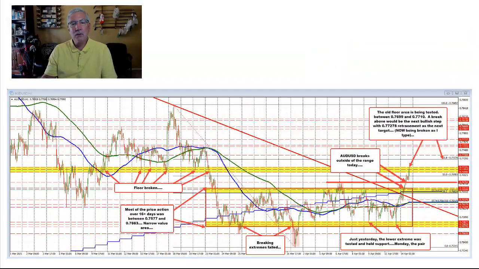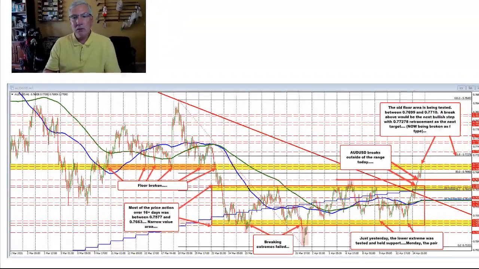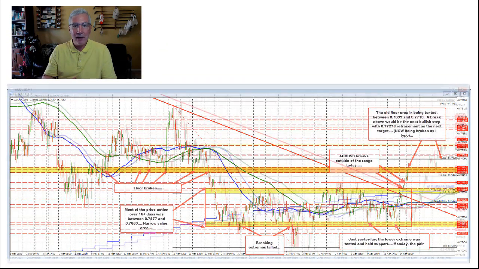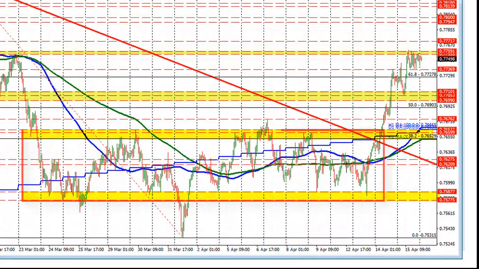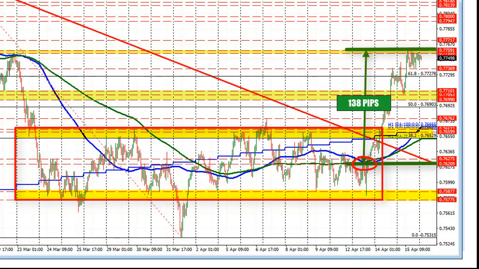At the time of the post, the price was testing an old floor from March, and subsequently the price ended up breaking above that area and running even higher. The correction today stalled at the old floor area and moved even higher. Overall, from the point of the move back above the 100-hour moving average, the blue line, the price moved about 138 pips to the upside.